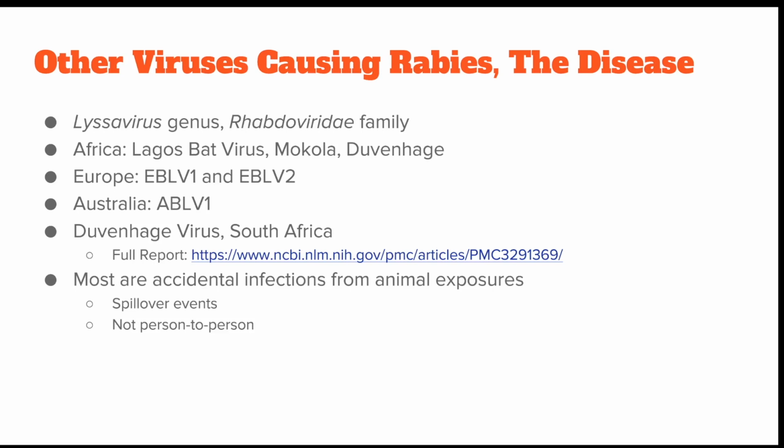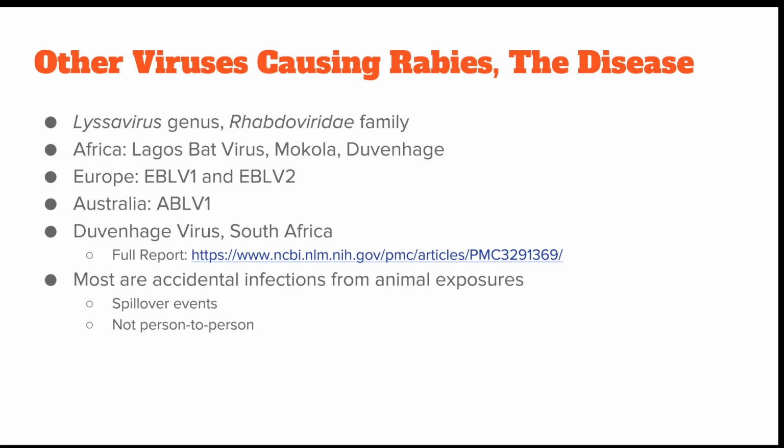And there is a case there. You can click on the link in the copy of this presentation that I uploaded to Blackboard for you. You can see the full report of a case of Duvenhage virus. Most of these are accidental infections from animal exposures. They're spillover events by definition. You look at the book Spillover, there's a whole section dedicated to many of these viruses that come from bats.